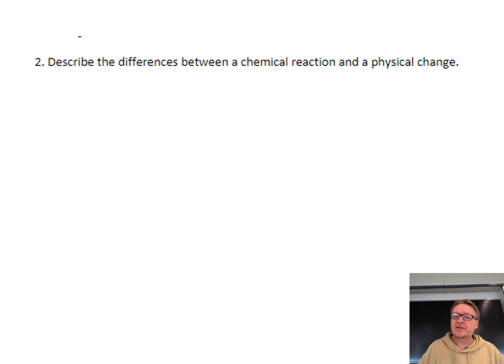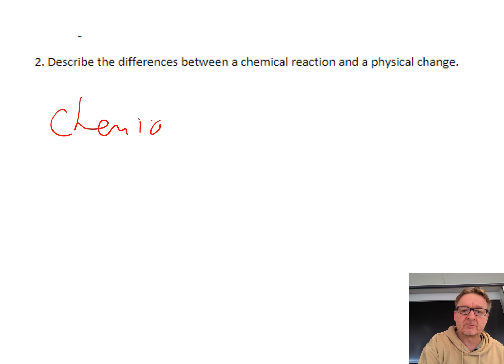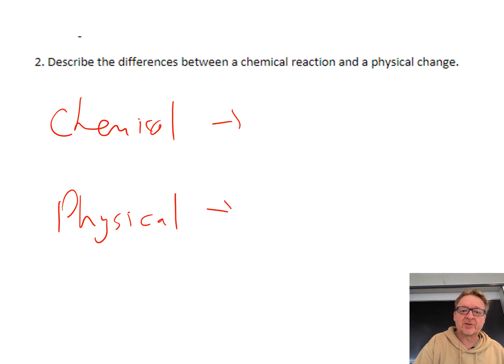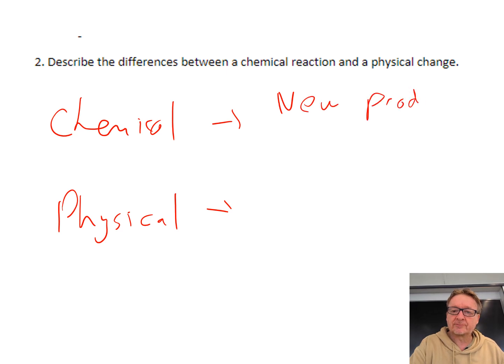Describe the difference between a chemical reaction and a physical change. So we've got a chemical change and a physical change. A chemical change is where there will be a new product and it is irreversible.